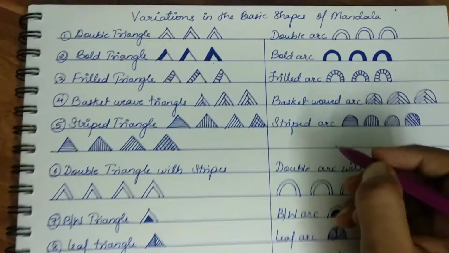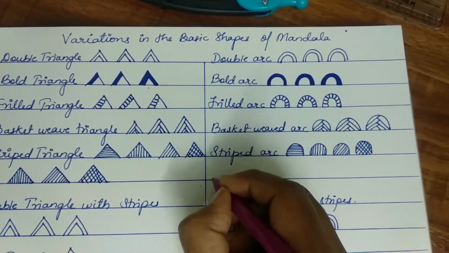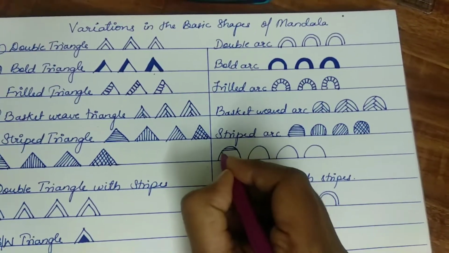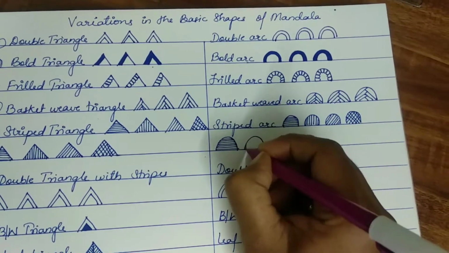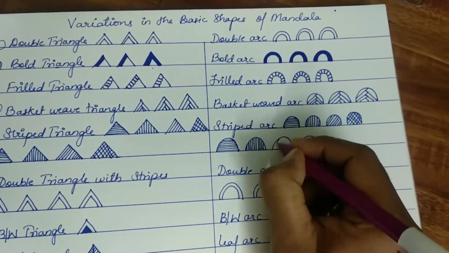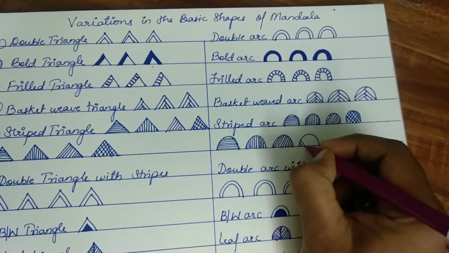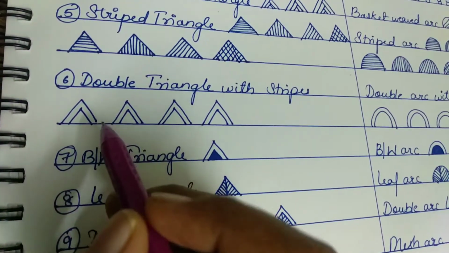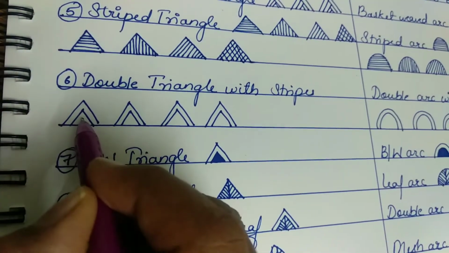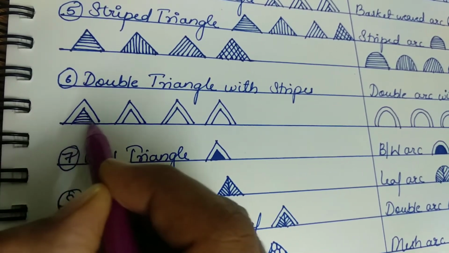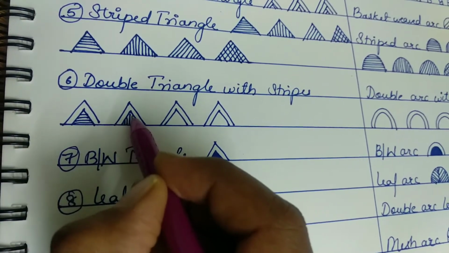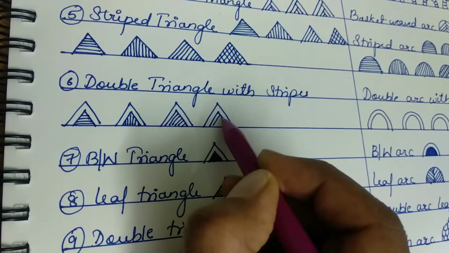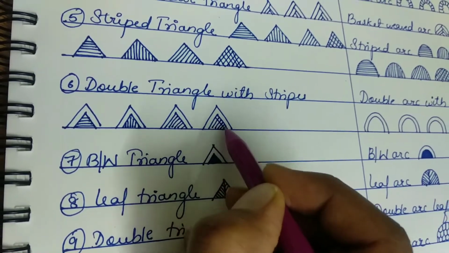Okay. Now let's go to the striped arc. First I'll draw the arcs and then we'll draw the stripes. Next is the double triangle. Draw the double triangle and then the stripes in the lower triangle. The horizontal, then the vertical, then the slant ones, and then you can even draw these crisscross lines as well.